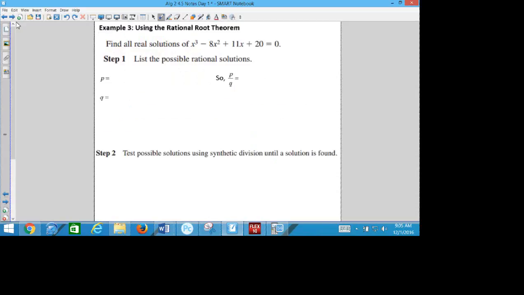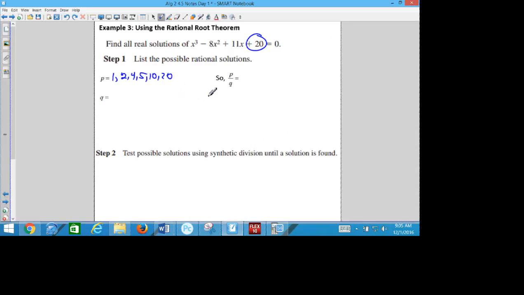So this is how it works. We're first going to figure out the factors for p and the factors for q. So we look at our last term, 20. What numbers multiply together to give us 20? 1 and 20, 2 and 10, 4 and 5. I'm going to list those: 1, 2, 4, 5, 10, 20. I make a list of my p. Those are all the factors of 20.